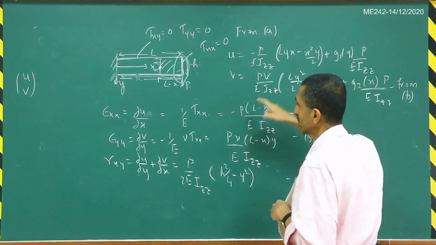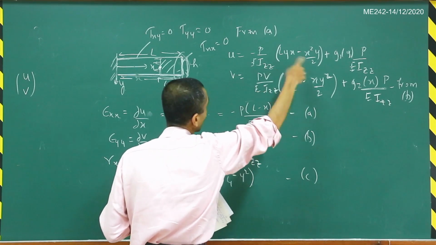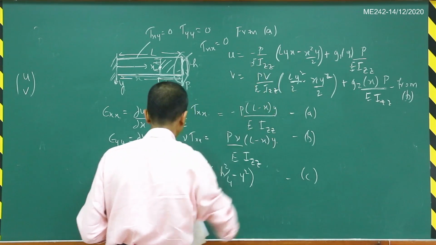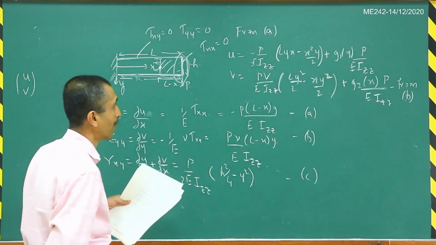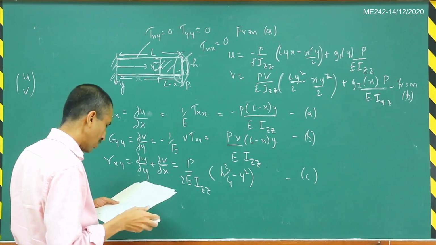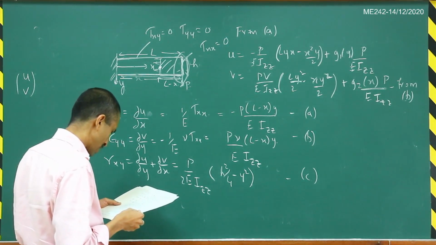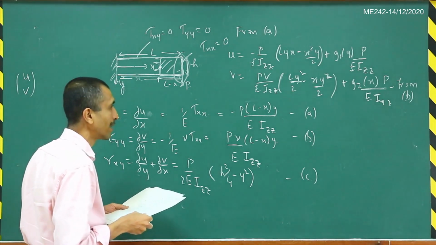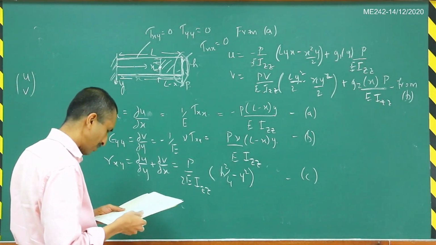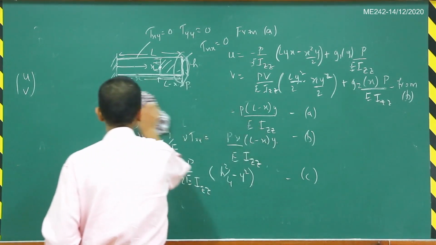So now I have to use equation C. I will substitute these components into this equation, and then find out what g1 of y and g2 of x are. That whole process is a little bit complicated, so I am not going to go into all the details. You can try this whole process yourself, and I am just going to give you the final expressions.